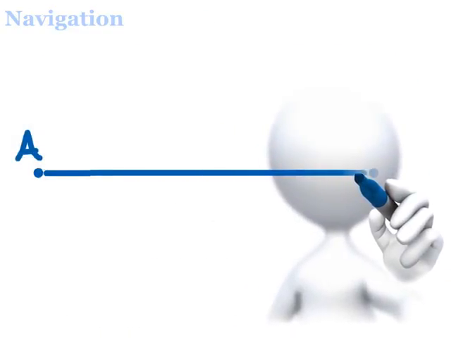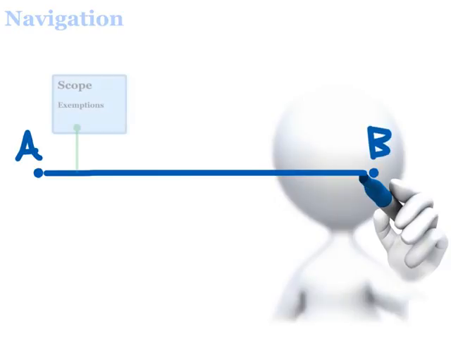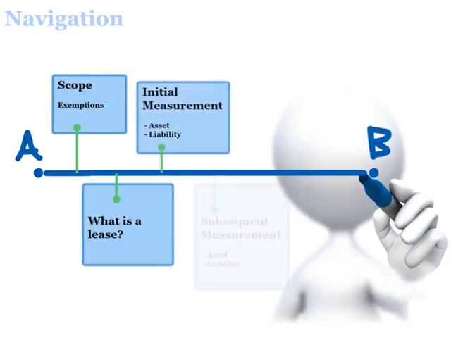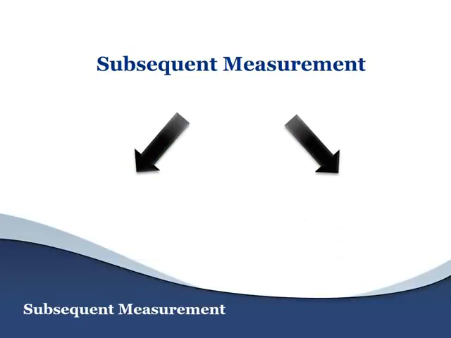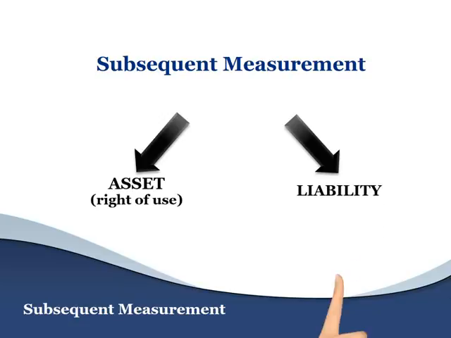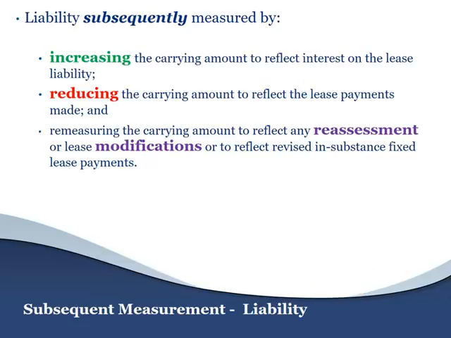So that effectively is the initial measurement of the asset and the liability. So how do we account for them subsequently? Let's take a look at that accounting now. Let's start off by taking the accounting for the liability.